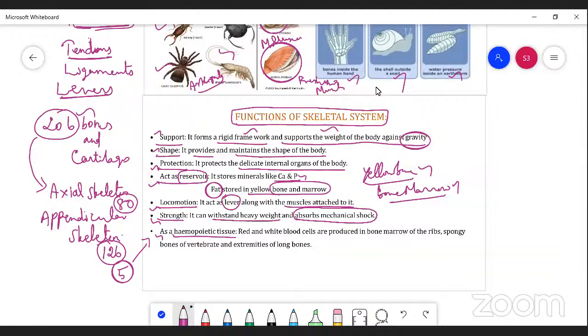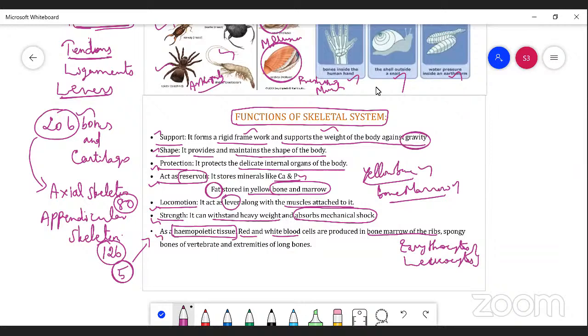Next, it acts as a hemopoietic tissue. That means it produces red blood cells as well as white blood cells. Red blood cells are called erythrocytes, RBC cells. White blood cells are called leukocytes. The erythrocytes and leukocytes are all produced in the bone marrow, the bone marrow of the ribs, as well as the sponge bones of the vertebra.